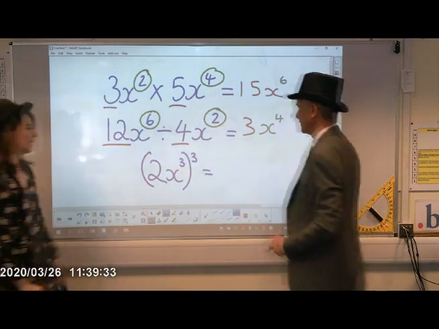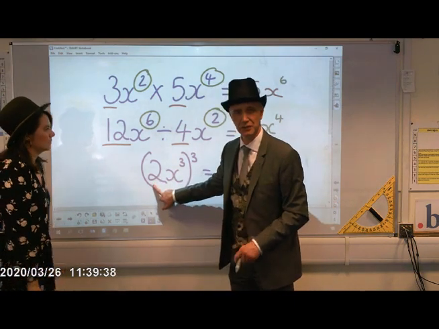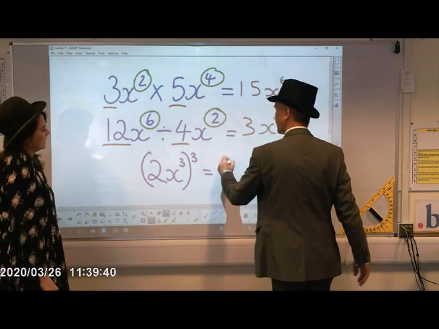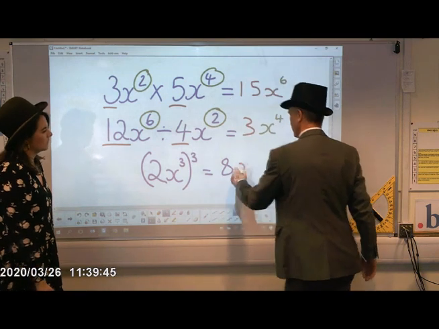And the last one, and this is the one that people get confused with the most, is our bracket one. So this means cube the 2, 2 times 2 times 2, which of course is 8. And then multiply the powers together, 3 times 3 is 9, to x to the 9.